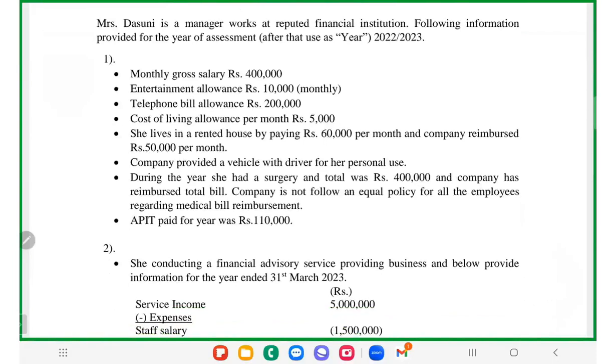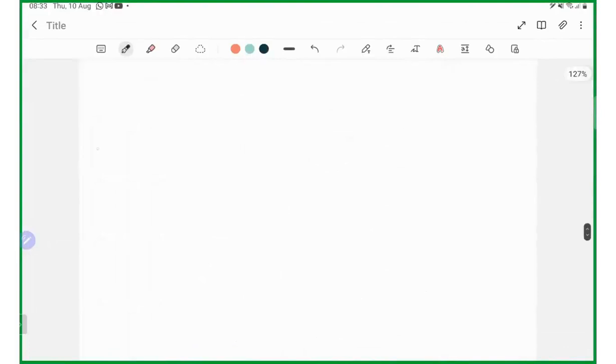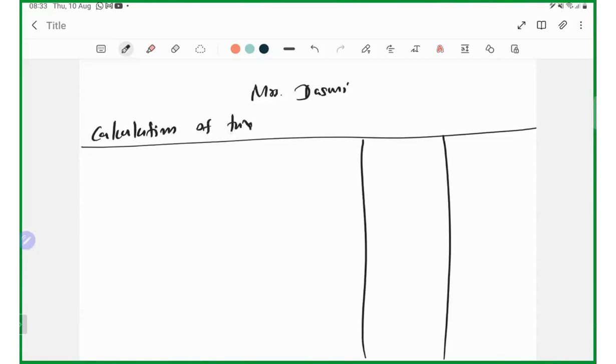So I will do the calculation with you, right? So you can see that, I'm doing the calculation here. Mrs. Dasuni, calculation of tax liability for the year of assessment 2022/2023. Let's say rupees in thousands, right? If you want, you can do that in rupees without thousands, right?